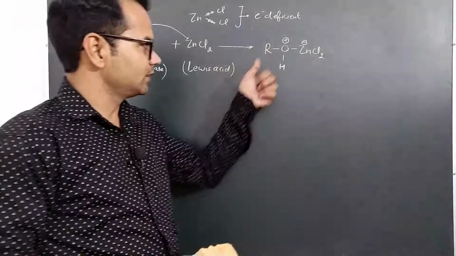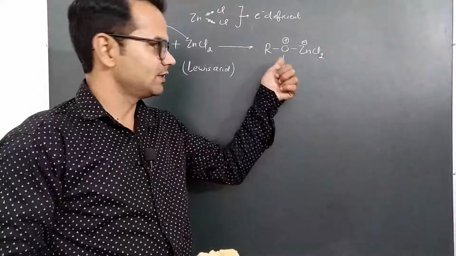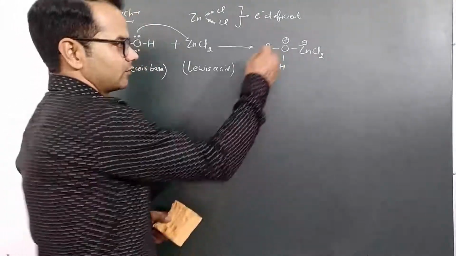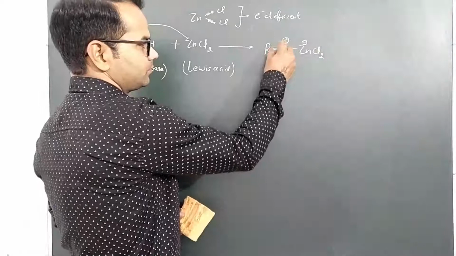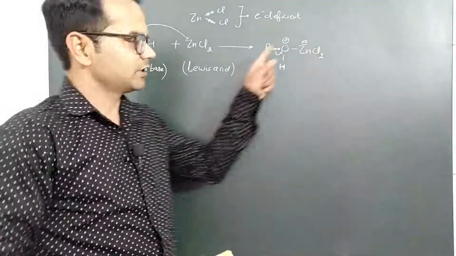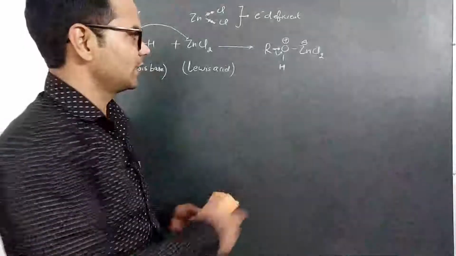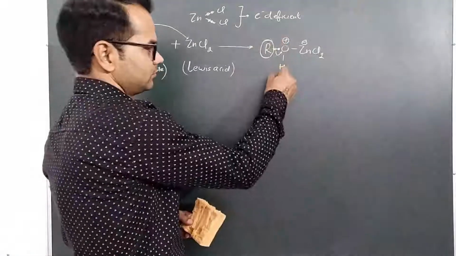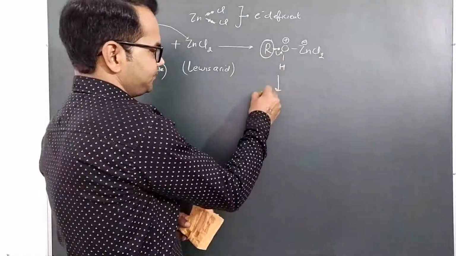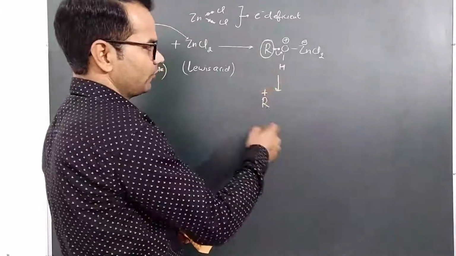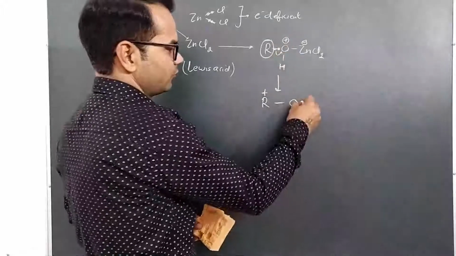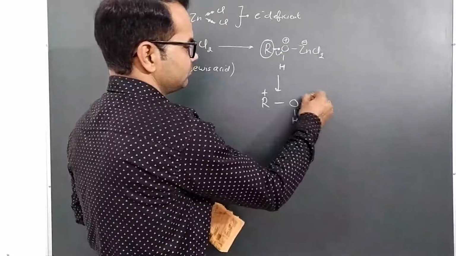But if we see this structure, there is a positive charge on oxygen. Oxygen is a highly electronegative atom, and there is a positive charge, so it will withdraw electrons from here. Oxygen will withdraw electrons from this bond to vanish the positive charge. So this alkyl group will be free. If oxygen removes these two electrons, this alkyl group will be free, and the positive charge of oxygen will vanish.